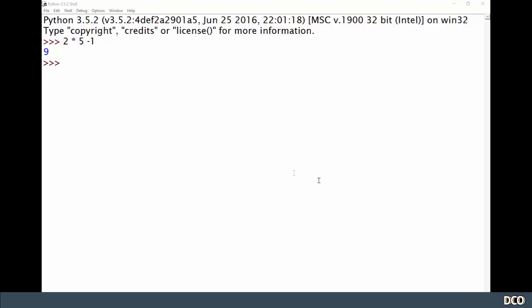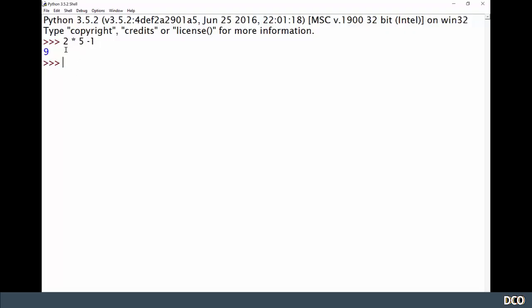And the reason why is because Python follows the BODMAS system. And in BODMAS, multiplication happens before subtraction. So what actually happened is Python did this multiplication first. It did 2 times 5 and got 10. Then it subtracted 1. 10 minus 1 is 9, which is the answer that we got. So we want to get 8. And to do this, we need to force 5 minus 1 to be calculated first.